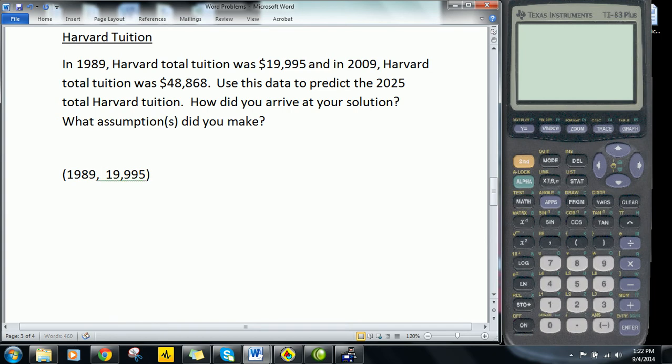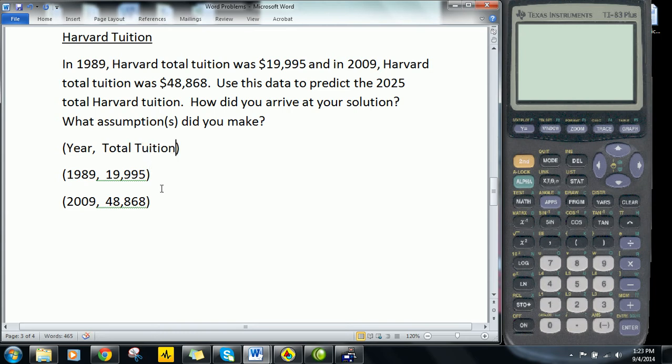$19,995 for tuition. And then I gave you 20 years later, 2009, and the total cost, 48868, right? So we can think about these in terms of an ordered pair, where we have year, and then cost, cost being the total tuition. Maybe I should call it total tuition, and it's really room and board and everything else as well.